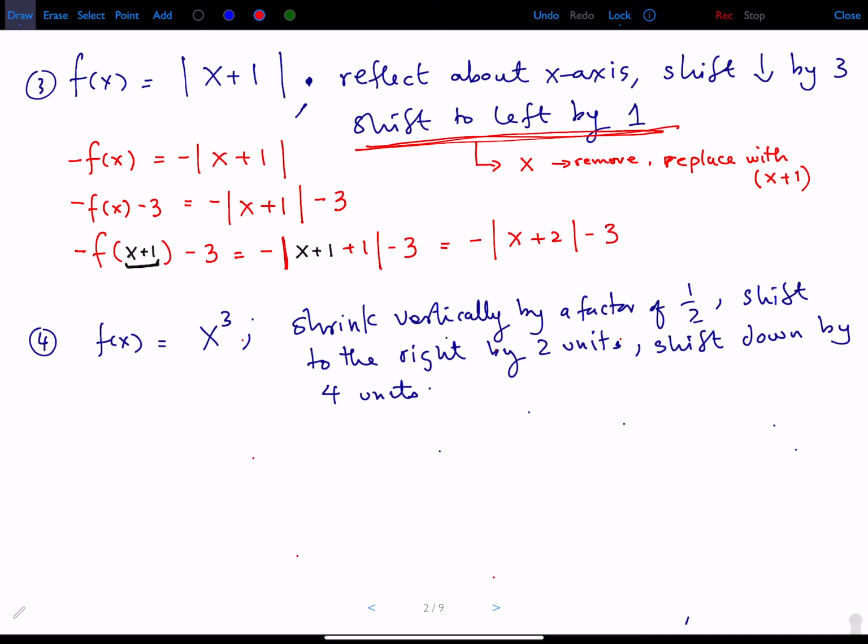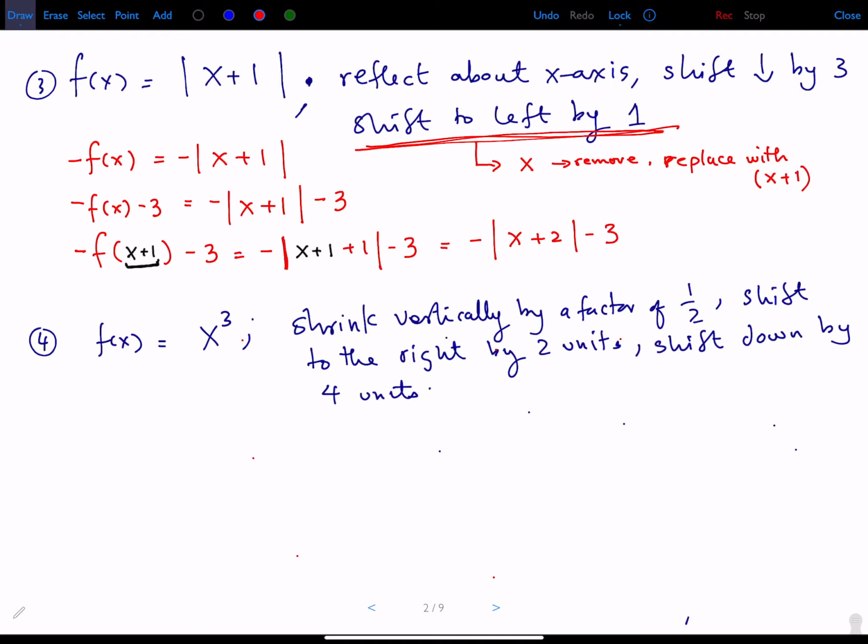Okay, so we have to understand what's going on. Don't just think, oh, I'm just adding a plus 1. You're really taking out that input, which was x, and replacing it with the shift, which means x plus 1 for a shift to the left, and if it was to the right, it would be x minus what? x minus 1.